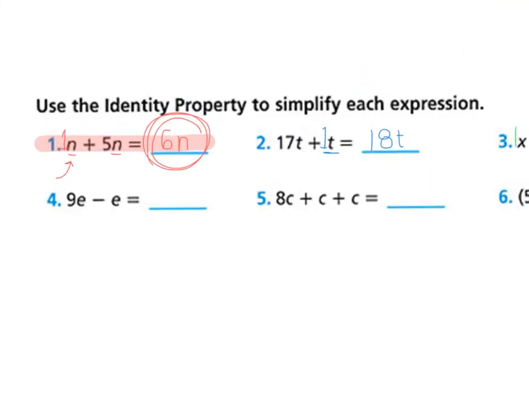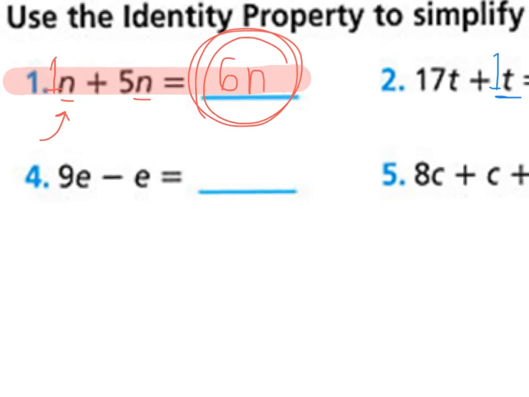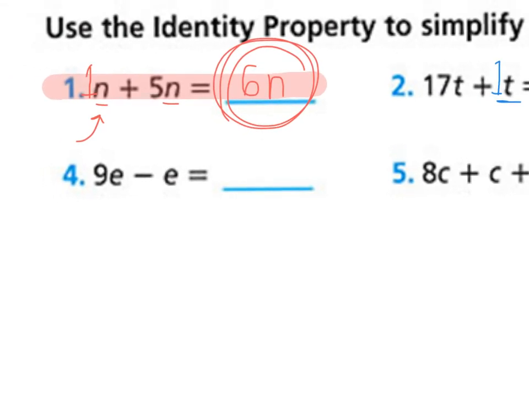Let's move on to 4. Now we're using subtraction, but our rules are still the same. 9e minus 1e is 8e.